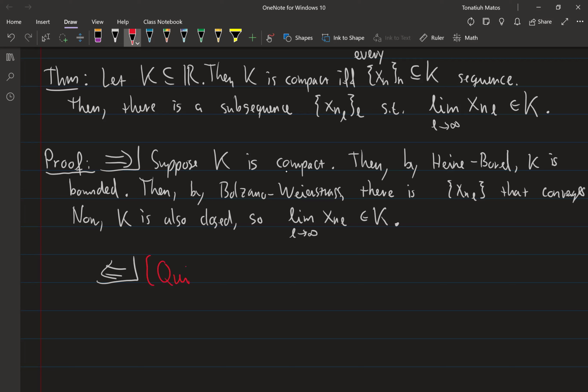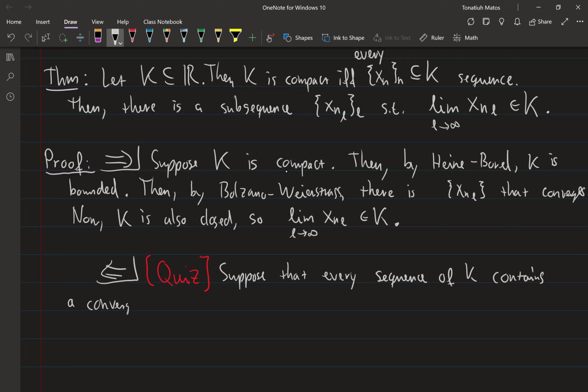So this is this week's, that's not how you spell quiz, weekly quiz. Right? So suppose that every sequence of elements of K contains a convergent, and convergent, I should always specify inside K, right? Because it could converge outside K, but that's not what I care about. Inside K subsequence. So that's what we are assuming.